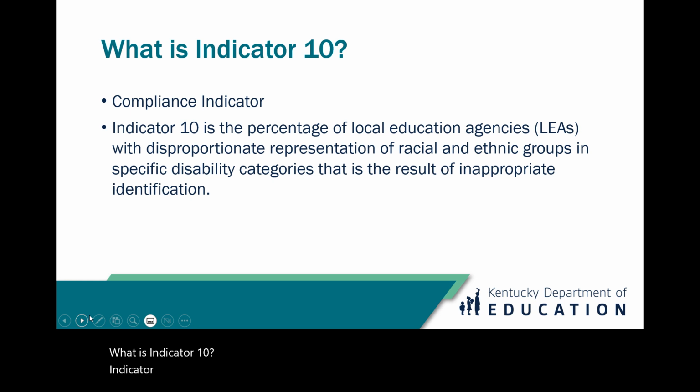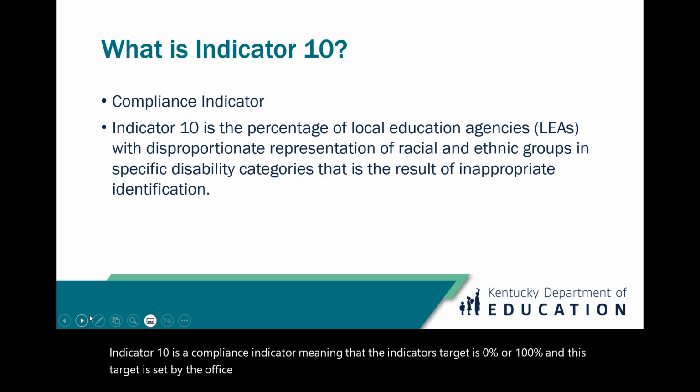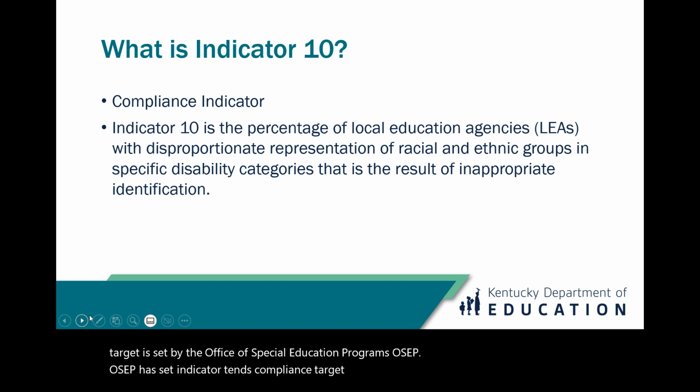Indicator 10 is a compliance indicator, meaning that the indicator's target is 0% or 100%, and this target is set by the Office of Special Education Programs, OSEP. OSEP has set Indicator 10's compliance target to 0%.